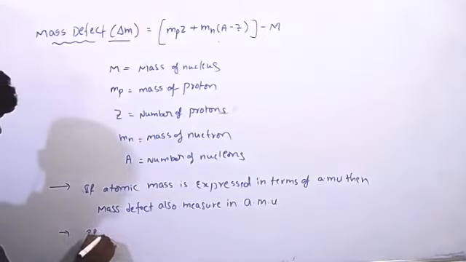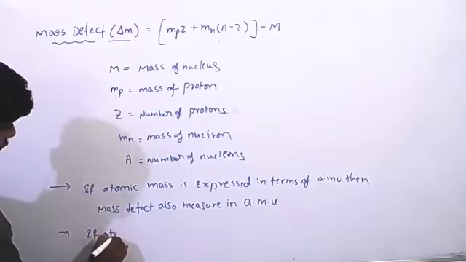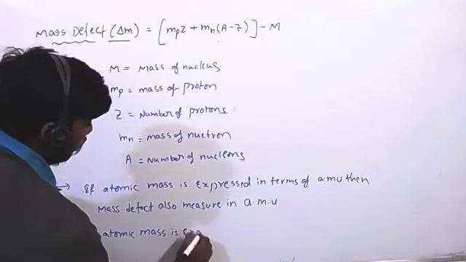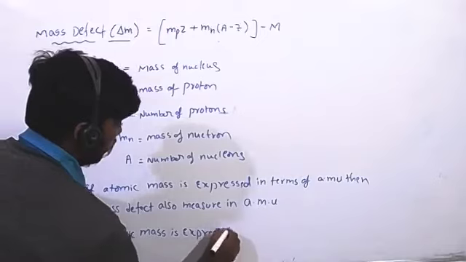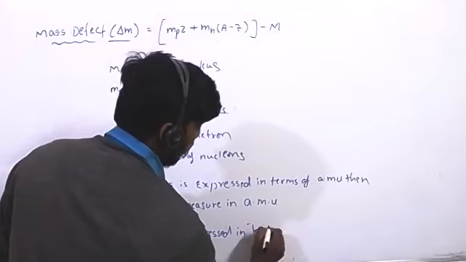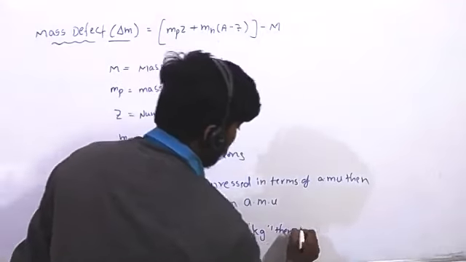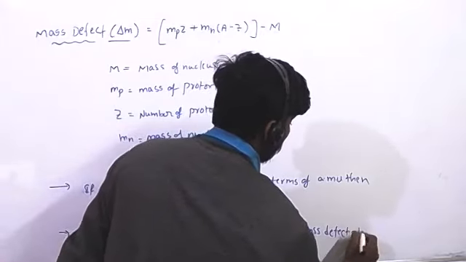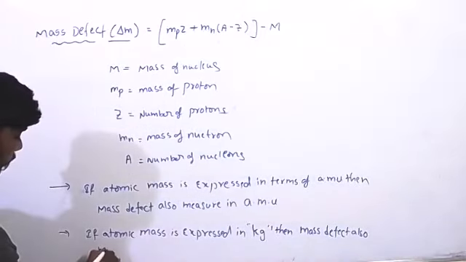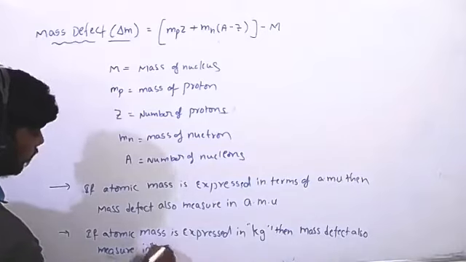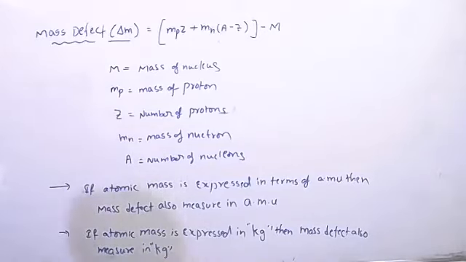If atomic mass is expressed in kg, then mass defect is also measured in kg. Write this down. If atomic mass is expressed in kg, mass defect is also measured in kg only.